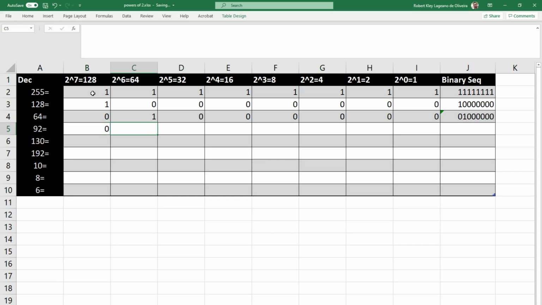Okay? Now 92, if we divide by 64, is going to be 1. And the remainder will be 32. So we're just going to write down 1. And now that the remainder is 32, I carry this 32 forward. And now I have 32 divided by 32, which is just basically a 1. And the remainder is a 0. So it's 0 for everyone else.